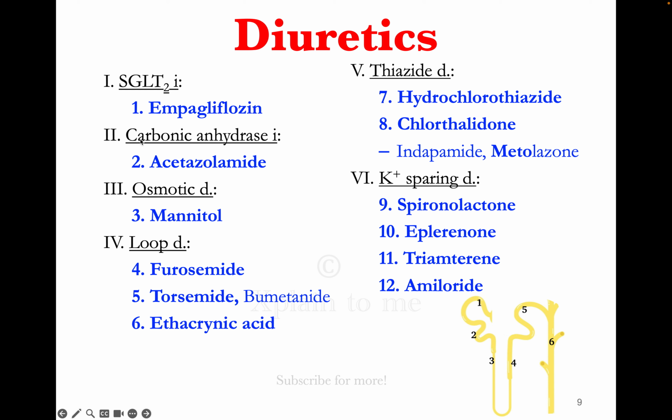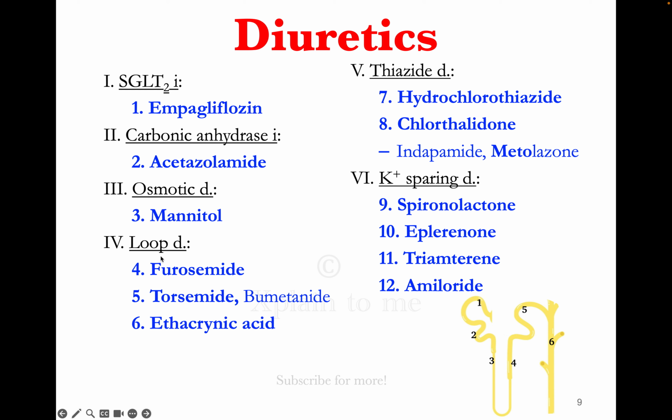Second class, carbonic anhydrase inhibitor, drug name Acetazolamide. The site of action is also at the proximal convoluted tubule. Osmotic diuretic Mannitol, the major action is at the proximal convoluted tubule and also the descending limb of the loop of Henle. Throughout the nephron it works, but just remember the proximal part, so that these 3 drugs, single drugs in classes, will be set aside.